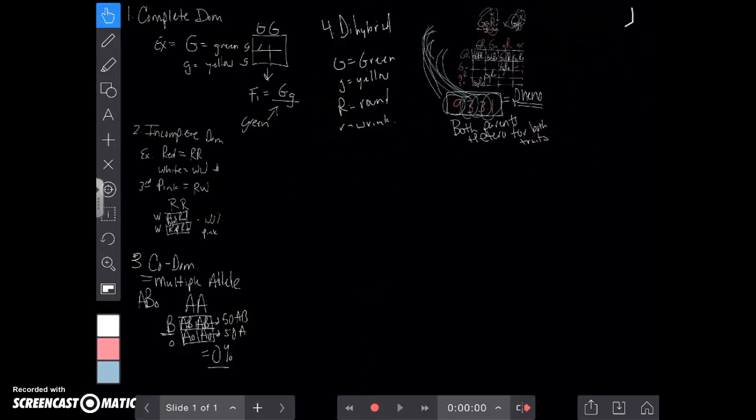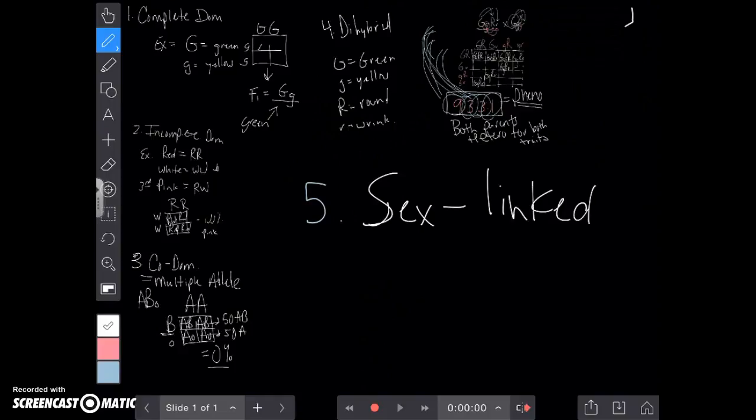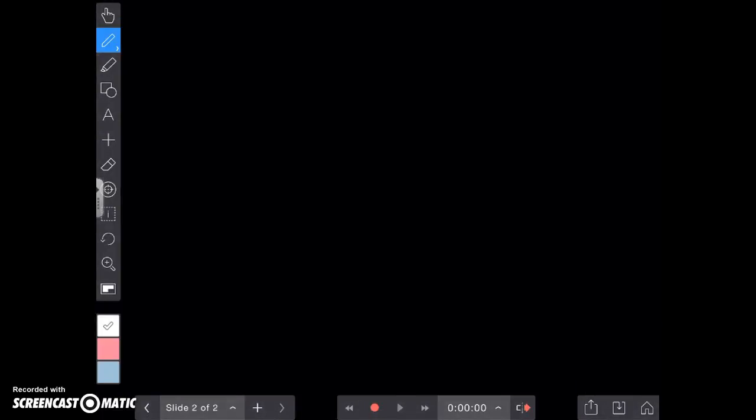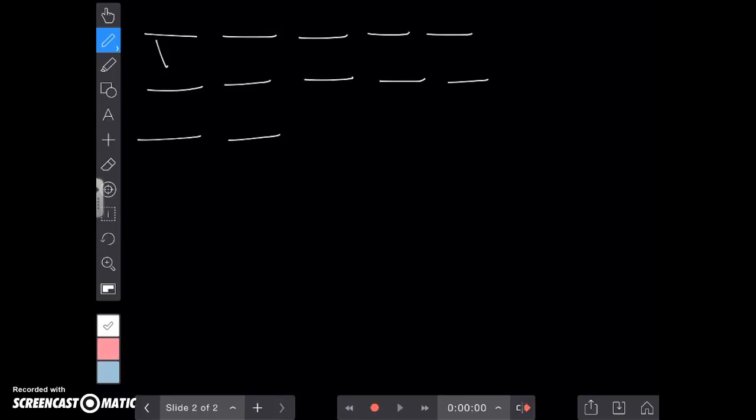Okay, sex-linked trait is going to be number 5. And what this is, sex-linked is referring to our 23rd chromosome. So if we're going to go to a new page real quick. Our 23rd chromosome, remember on our karyotype, it's that big chart that we've seen. Okay, 1 through, I'm just going to say down here, is 23.